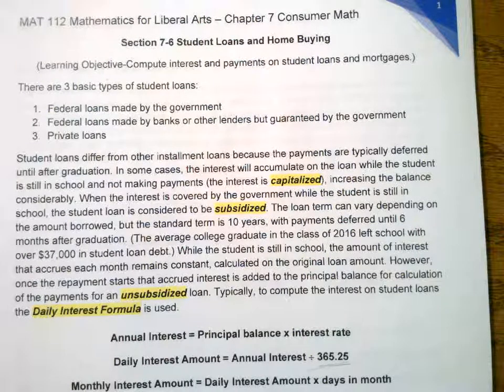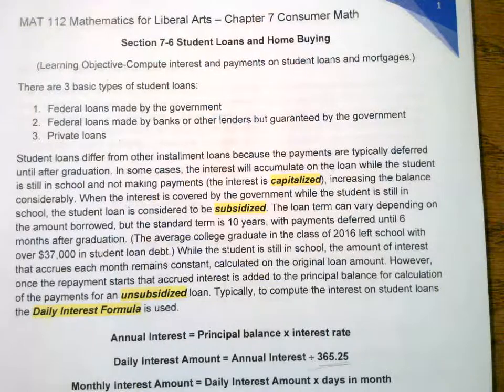There are three basic types of student loans: federal loans made by the government, federal loans made by banks or other lenders but guaranteed by the government, and private loans. Student loans differ from other installment loans because the payments are typically deferred until after graduation. In some cases, the interest will accumulate on the loan while the student is in school and not making payments.